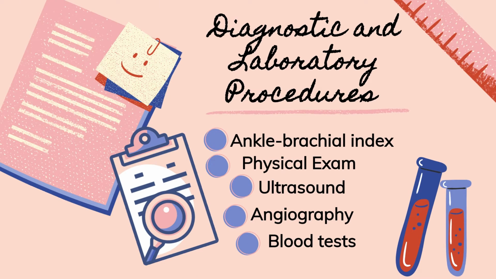Diagnostics and laboratory procedures. PAD can be diagnosed with the following procedures. We have ankle brachial index, physical examination, ultrasound, angiography, and blood tests. Ankle brachial index is a common test used to diagnose PAD. It compares the blood pressure in the ankle and in the arm. In physical exam, the nurse can find signs and symptoms we have enumerated.